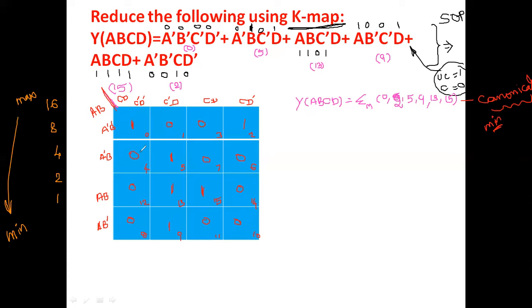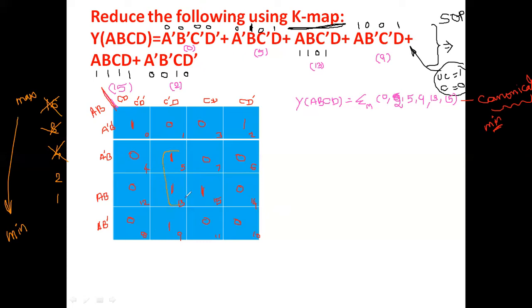Definitely all 16 cells are not 1, because some zeros are there. Then you have to check 8 ones. This is also not possible in this problem. There is no possibility of grouping 8 cells. Then you have to check whether there is any possibility of 4 ones. No adjacent 4 ones are available here, so this is also not possible. Next you have to check 2 ones. Yes, it is possible. We can group.